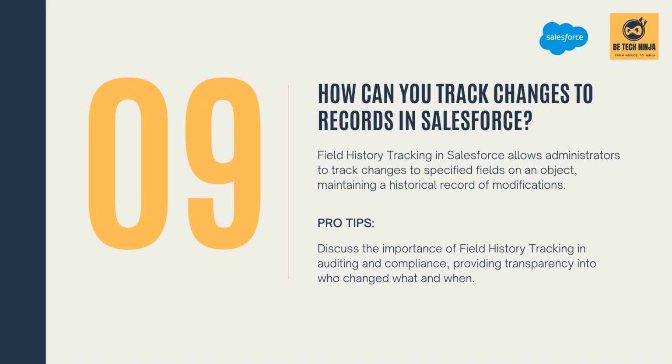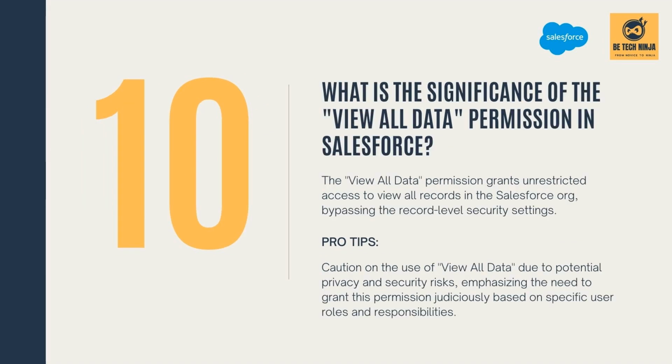Finally, we are here. Let's see what our next question is. What is the significance of the View All Data permission in Salesforce? The View All Data permission grants unrestricted access to view all records in the Salesforce org, bypassing the record-level security settings. Save this pro tip. It will serve as the cherry on the top with regards to this question. Caution on the use of View All Data due to potential privacy and security risks, emphasizing the need to grant this permission judiciously based on specific user roles and responsibilities.